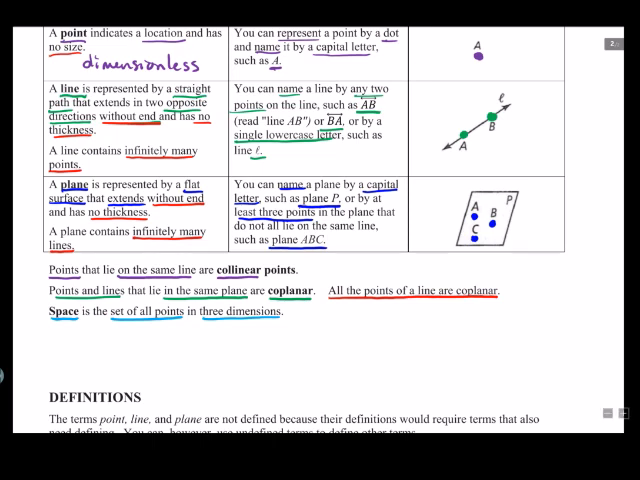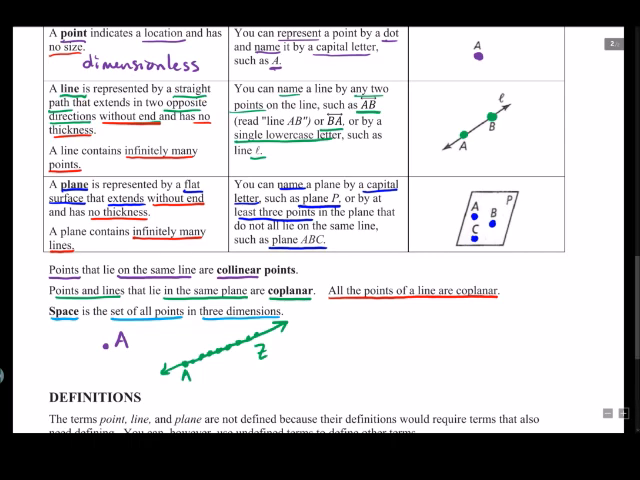So let's do a quick review of what we just did. We have our point A. No length, no width, no depth. Now point A gets together with a whole bunch of its little friends, and they all line up, an infinite number of them, and they create a line. So an infinite number of points makes this line.